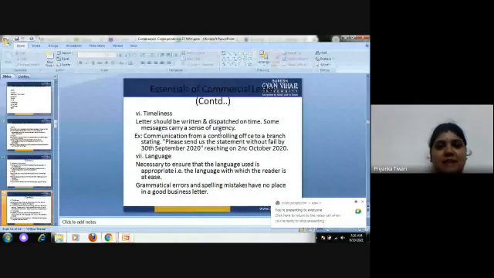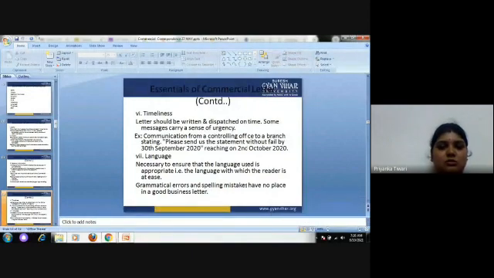So a letter should be written and dispatched on time. Some messages carry a sense of urgency. For example, communication from a controlling office to a branch stating: please send the statement without fail by 30th September 2020 or 2nd October.